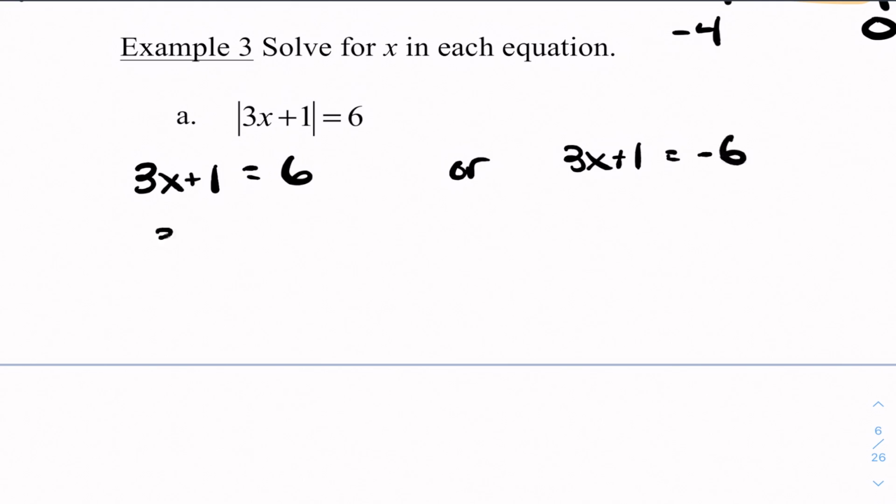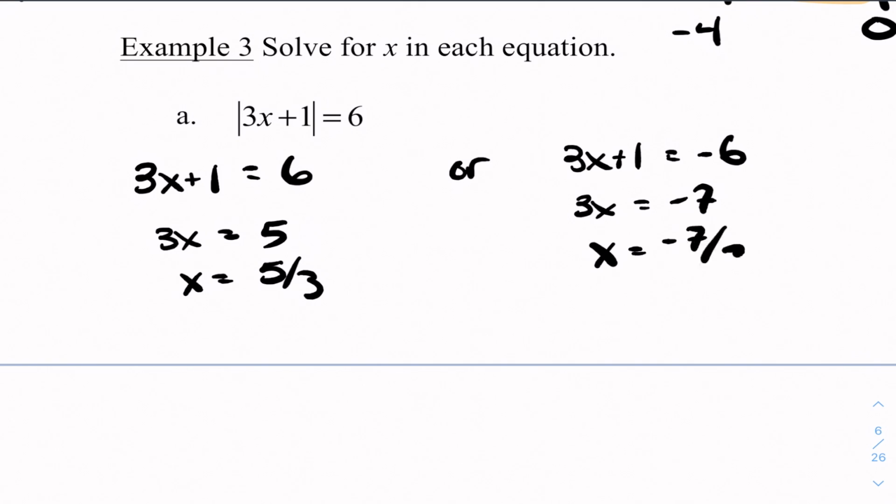We subtract 1, and then we divide by 3, so 5/3. Or we subtract 1, and we divide by 3, and we're left with negative 7/3. The fancy way of saying this: the distance between some number and negative 1/3 is 6. So the number that I could be is either 5/3 or negative 7/3 that meet those conditions.